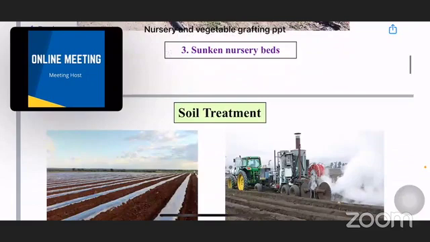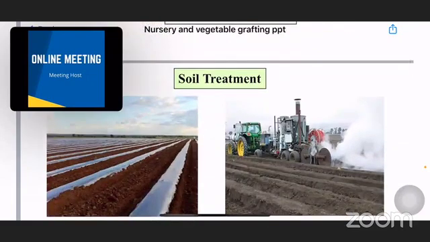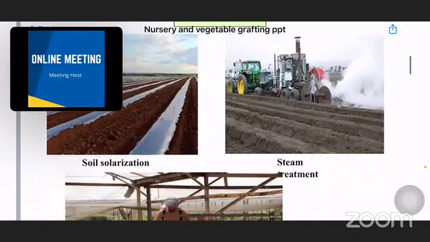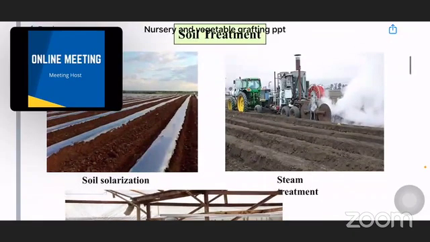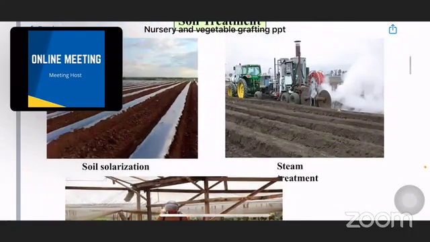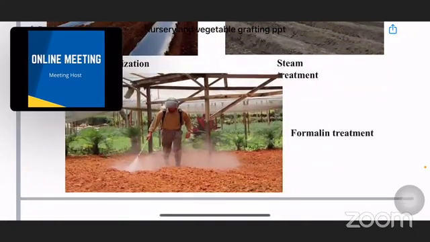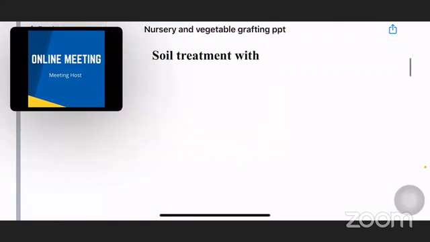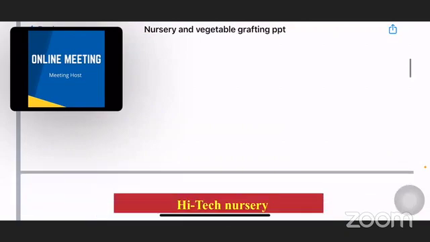Then for these nursery beds, we have to give treatment. Here are different types of soil treatment. Soil solarization, which we can commonly use in the summer months, and this is the steam treatment. Here we can see in the picture, and this is the formalin treatment, which we usually follow in protected cultivation. Different soil treatments can also be given through fungicides like Captan, Thiram, Mancozeb, and some others.